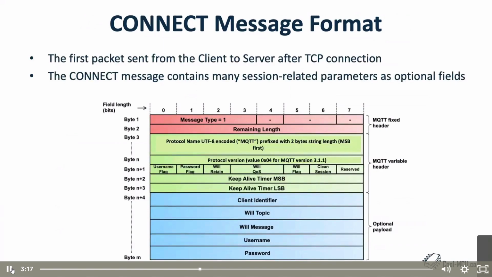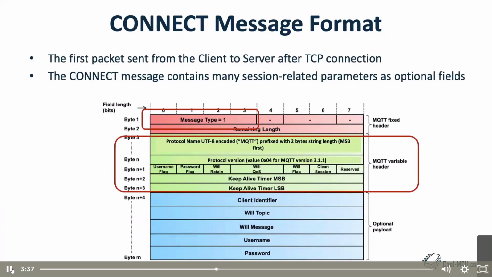Let's look at an example MQTT control message. After a TCP socket connection is established between a client to a server, the first packet sent from the client to the server must be a connect packet. Note that the message type is set to 1, indicating that this is a connect packet. The packet contains many session-related parameters as optional fields in the variable header section. All payload fields except the client ID are optional, and their presence is determined based on flags set in the variable header field.